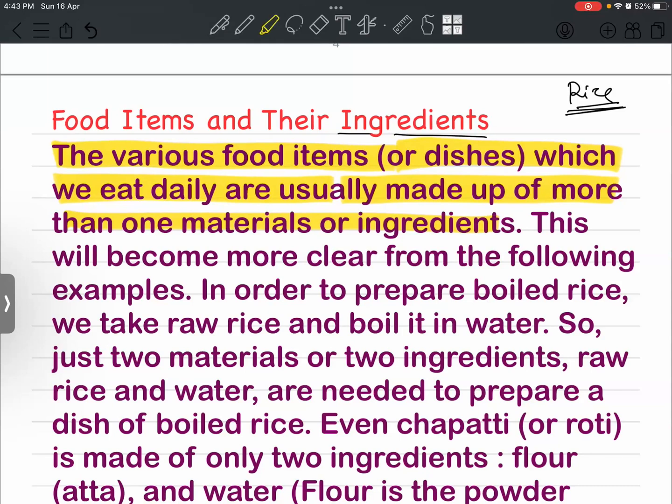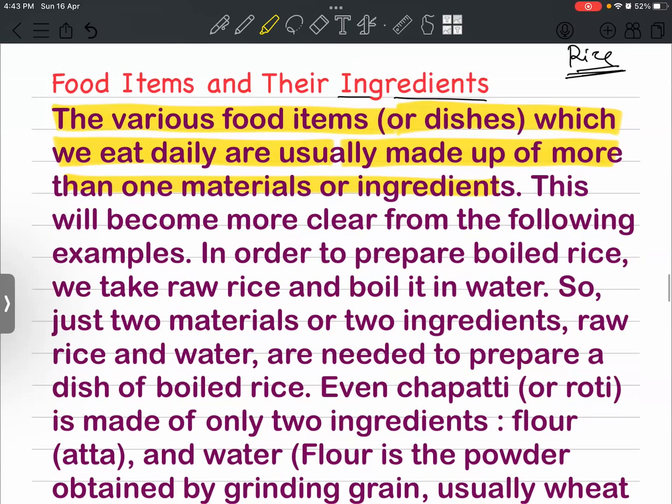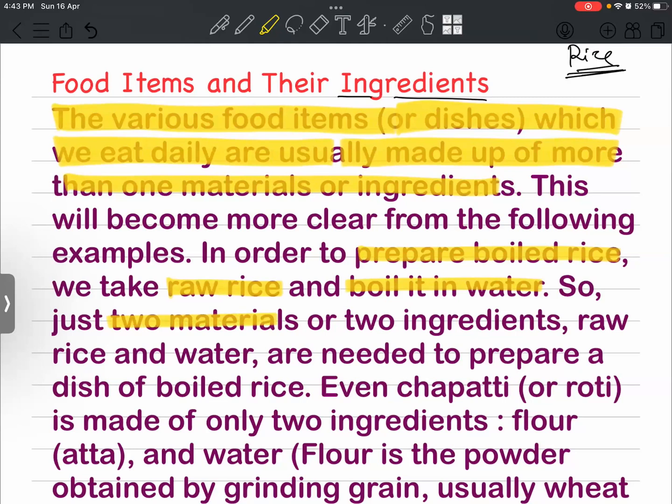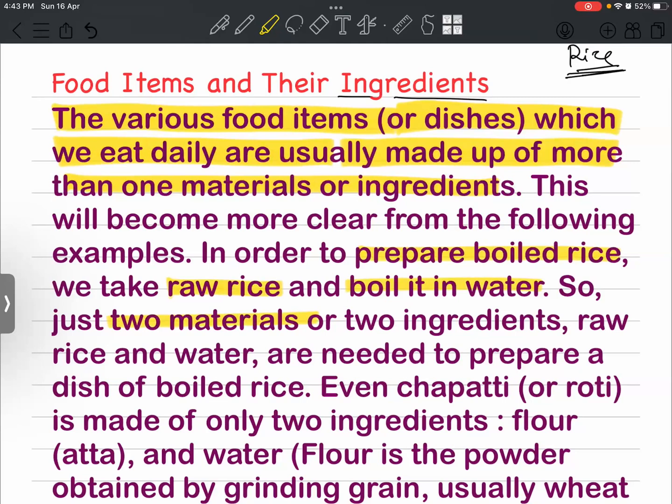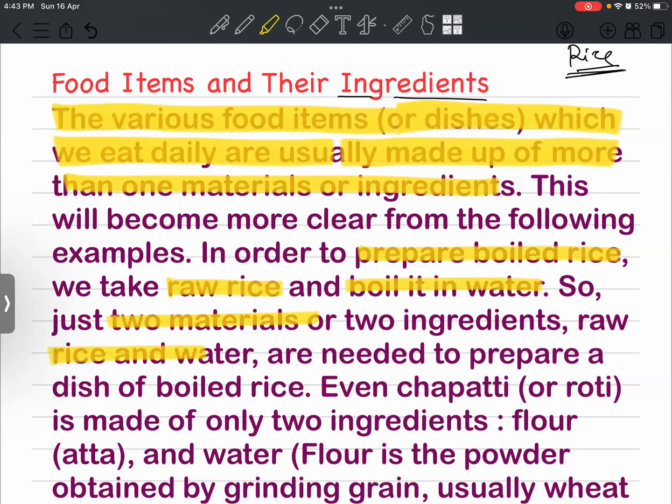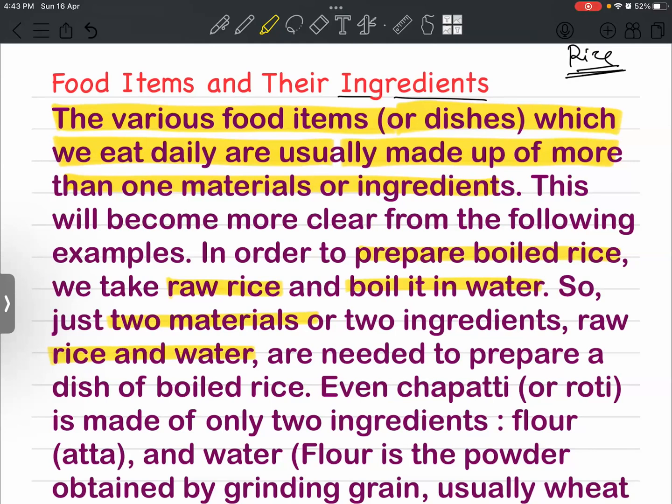Yes, Aswati? Yes, sir. Okay, we will take some examples and it will become clear. To prepare boiled rice, we take raw rice and boil it in water. So we have added two materials here. What are they? Rice and water.